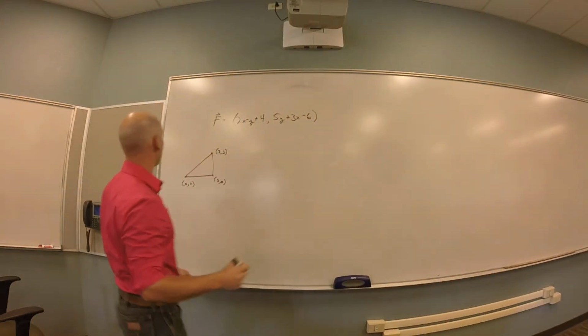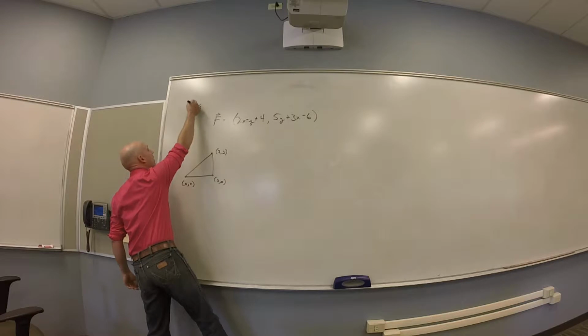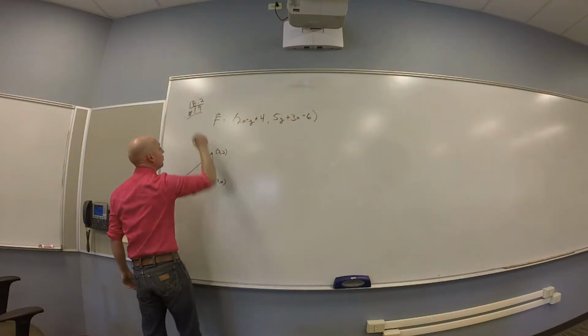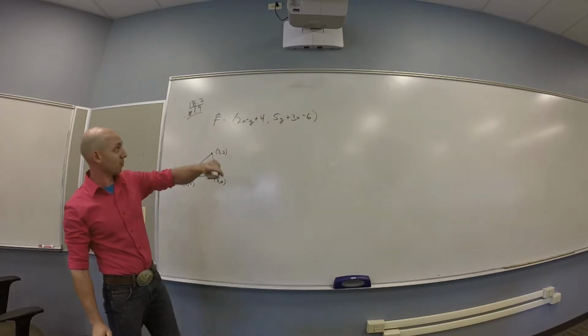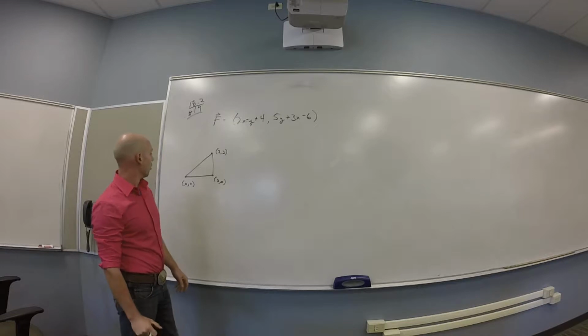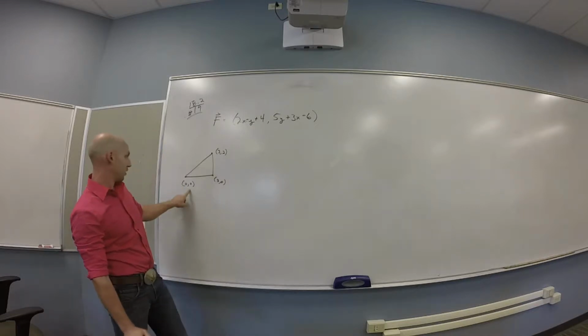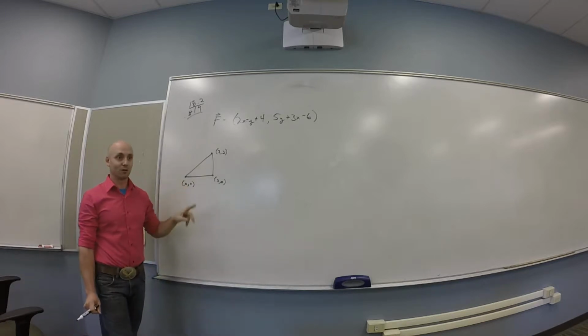Okay, so I want to do number 19 in 18.2, which says I need to calculate the line integral of f, which is 2x minus y plus 4, comma 5y plus 3x minus 6, over the triangle with vertices 0, 0, 3, 0, 3, 2, traversed counterclockwise.